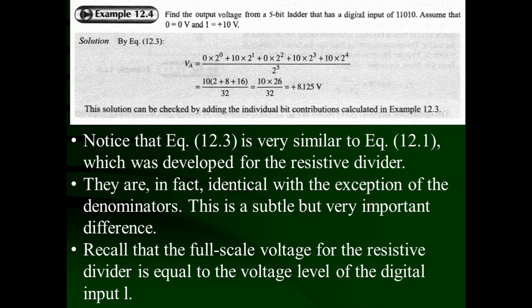But in the case of the binary ladder network, the denominators are different. In the previous case, the resistive divider network, the denominator is 2 raised to n minus 1, and in this case it is 2 raised to n. That means here the voltage is going to be slightly less than in the previous case. So when all the digital inputs are high, or 1-1 conditions, the output voltage is not going to be equal to digital input 1, but slightly less than the digital voltage levels.